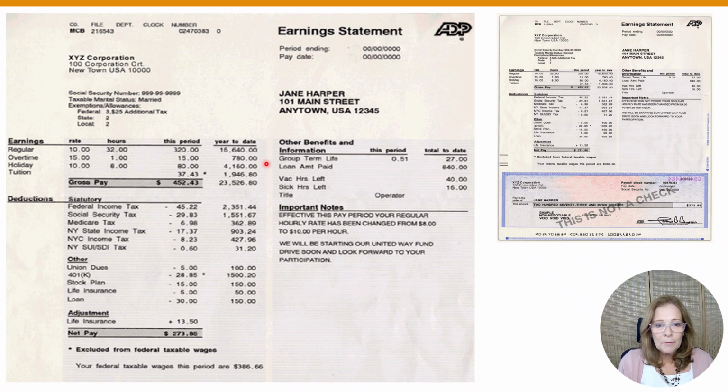In the other benefits and information section, we see a payment for group term life insurance, the year-to-date loan amount paid, as well as vacation and sick hours left, and Jane Harper's title, which is operator. In the important notes section, the company communicates changes or announcements. The check on the bottom of the page shows the net amount payable.